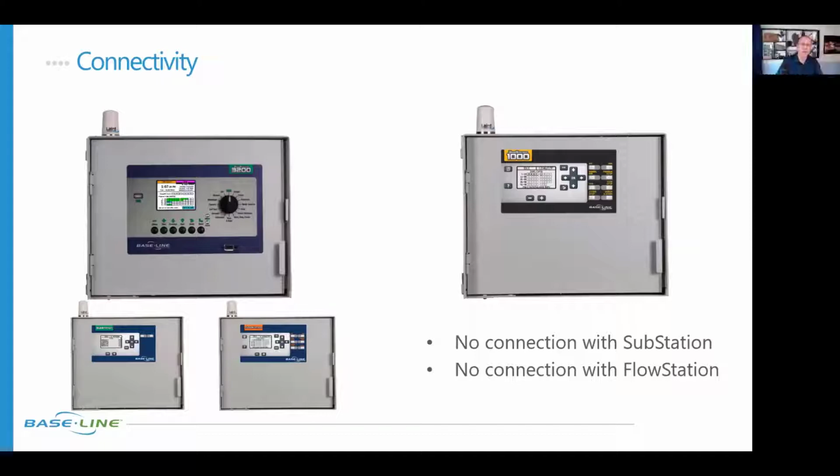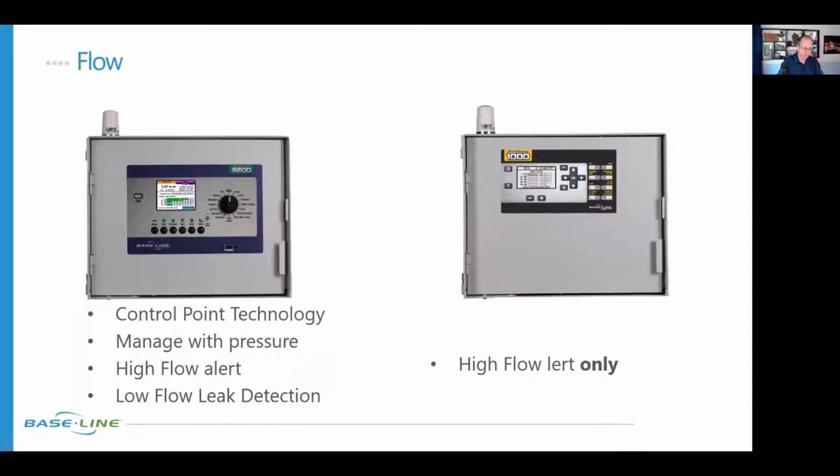Exactly. So the other thing to look at is flow. This is where we're going to really start to see some of the big differences. The Basestation 3200 can work with our control point technology, and when you get control point technology, you can also get pressure. You don't get either of those on the Basestation 1000. So let's unpack that for a second and talk about control point technology and pressure.